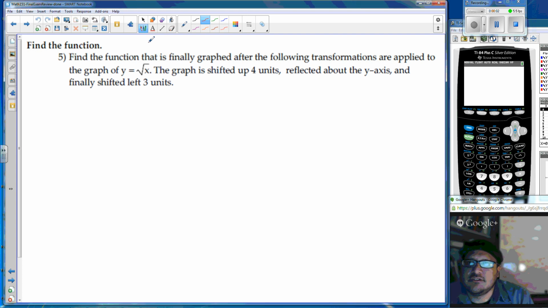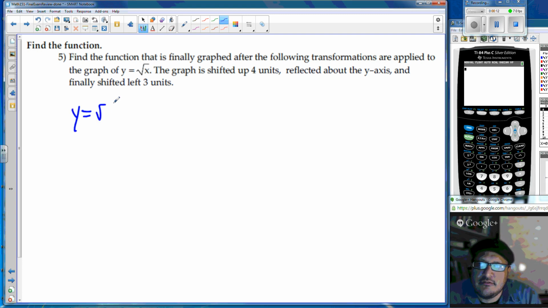Welcome back. So we're going to continue on with number 5. What we're going to do here is transform this original function, which is y equals the square root of x. This is our base function.